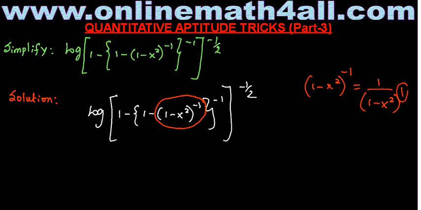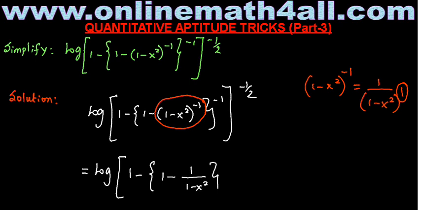If we have power 1, we don't have to write it, whenever we have power positive 1. So I'm going to apply the same thing in our problem. So log of 1 minus 1 over 1 minus x square, to the power negative 1, whole to the power negative 1 over 2.